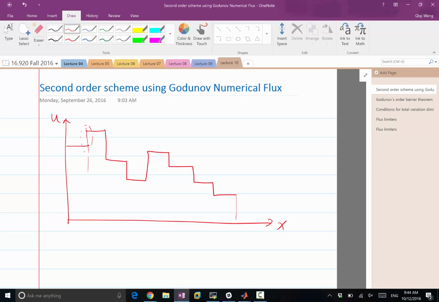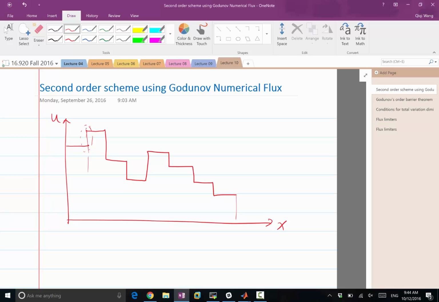The reason why it is only first order is not because of the way we are computing the flux, but because of the way we are looking at the solution. We are reconstructing the solution only up to first order. It's a piecewise constant reconstruction. In this lecture, we will still use the same numerical flux, but reconstruct the solution in a more accurate way. We want to produce a second order reconstruction.